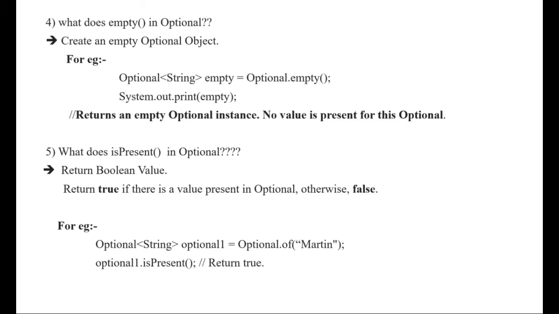This is the example. In the of method you are passing Martin as an argument, it will create an object. If you are checking isPresent on that Optional, it will return true because the Optional has a value, that is Martin. And when you are creating an empty object by using the empty method, it will return false because the empty object doesn't contain a value.